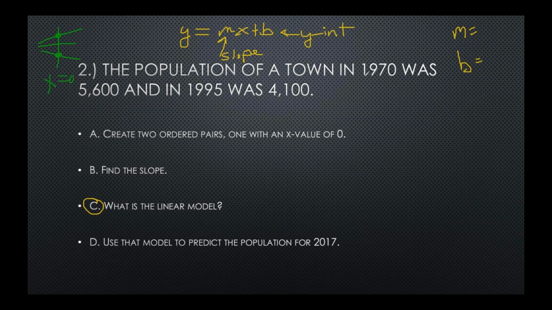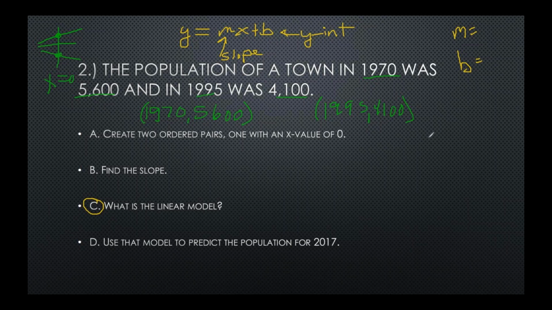When you look at the information they give you, 1970 was 5,600, and 1995 was 4,100. If we write our ordered pairs as given, we would say 1970, 5,600. We always use time as our x value because time is independent. And we would have 1995, 4,100. But neither x value is 0, and therefore we don't have a y-intercept. So we will be unable to write a linear model with ordered pairs the way they're written.